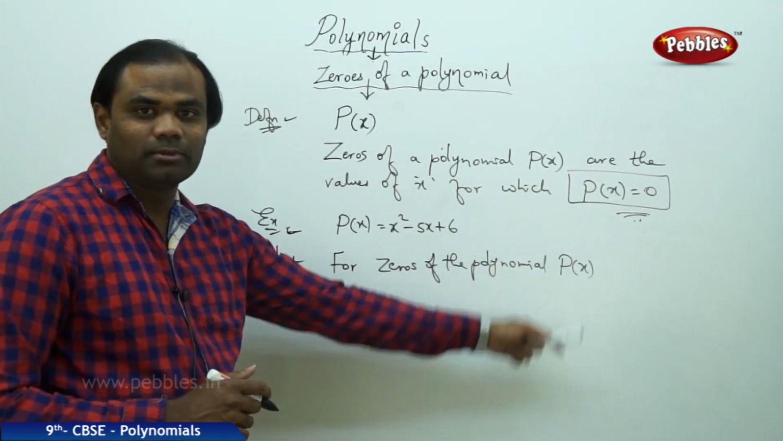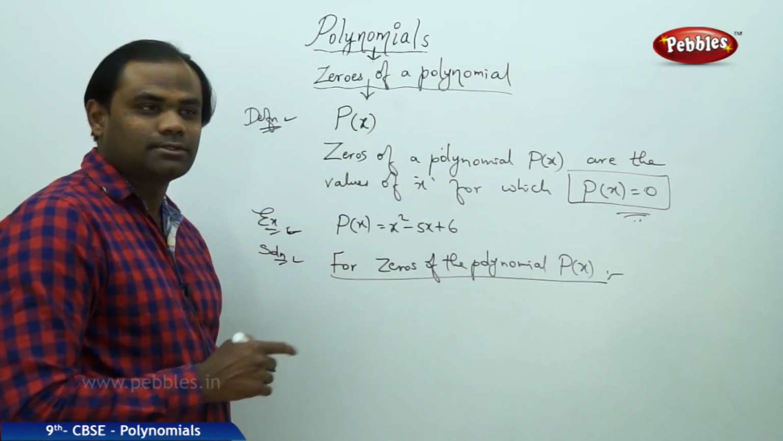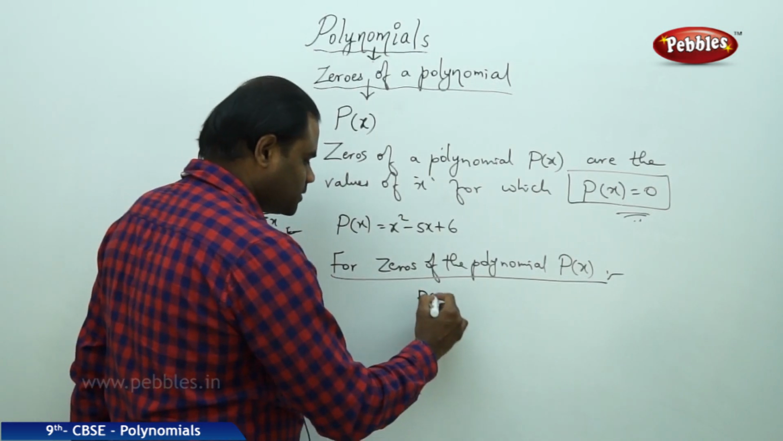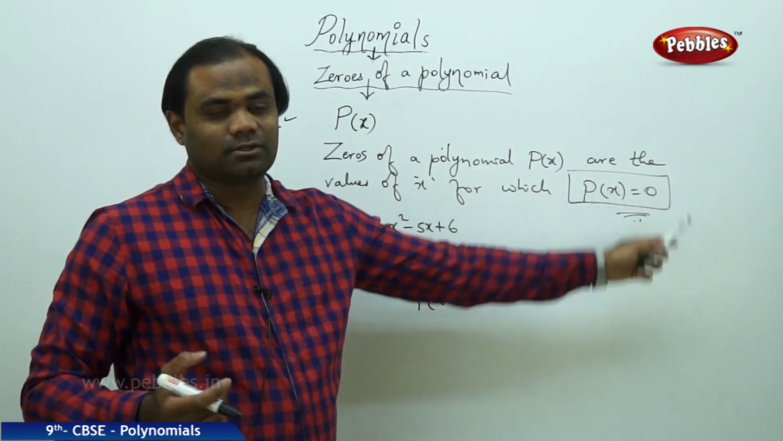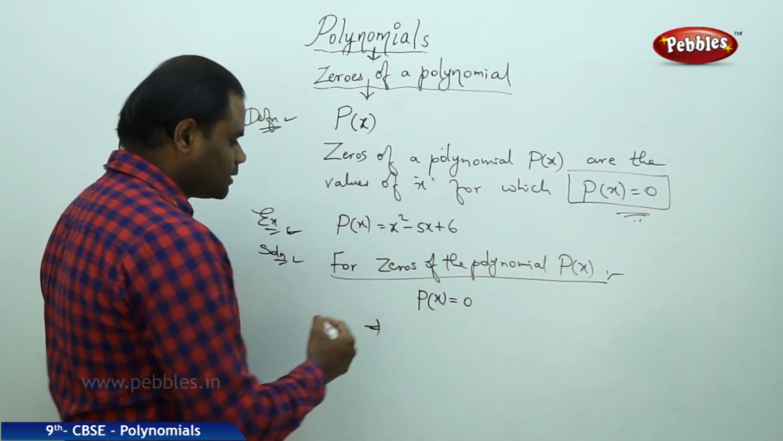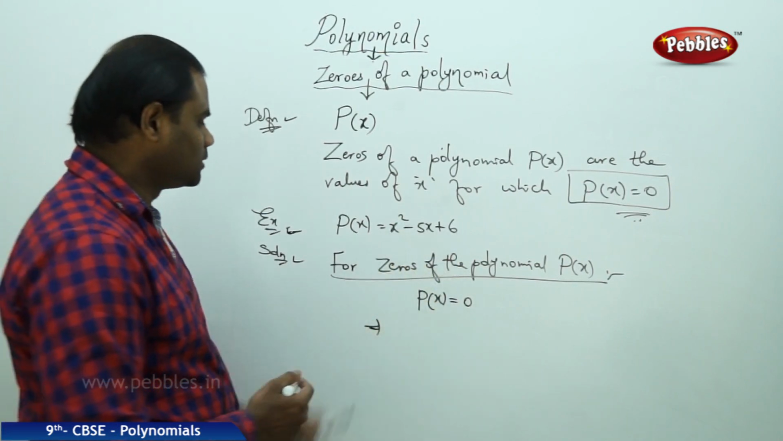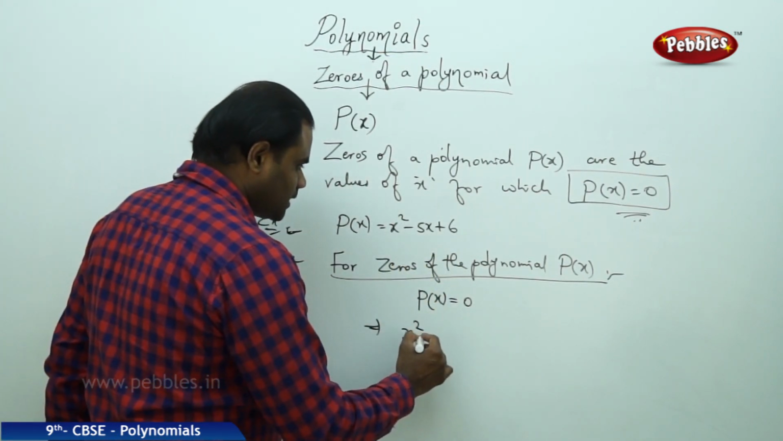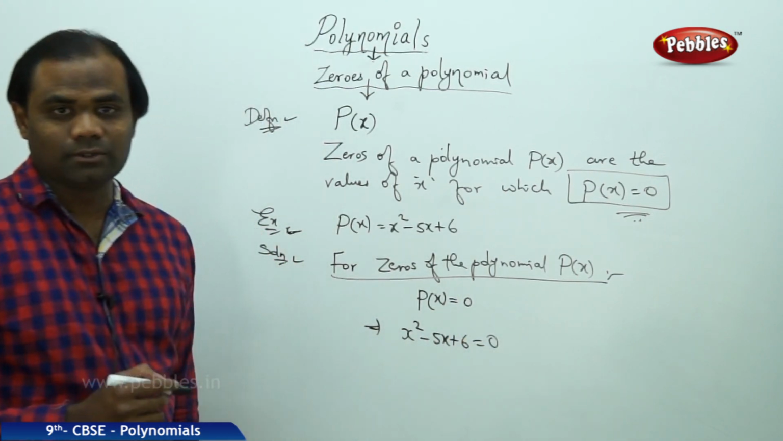For zeros of the polynomial p of x, the condition says p of x must be 0. So for zeros, the condition is p of x equal to 0. Indirectly, p of x is replaced with the given expression in the problem, that is x squared minus 5x plus 6 equals 0.